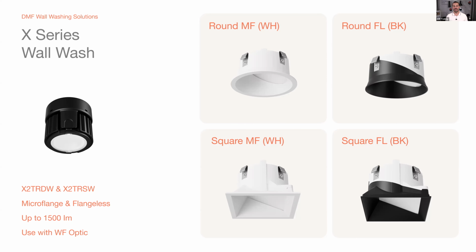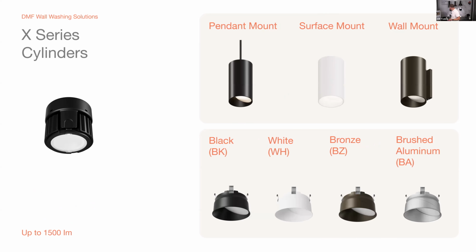Finally, the X series cylinders is the last family that has a wall wash available as well. Similar to the mounting options that we have for our M series, with pendant, surface and wall mount. I have an example here of one of our surface mounted cylinders. So it has a surface mount canopy that goes directly to our ceiling. Once again, these cylinders all utilize the same downlight modules right within the cylinder.